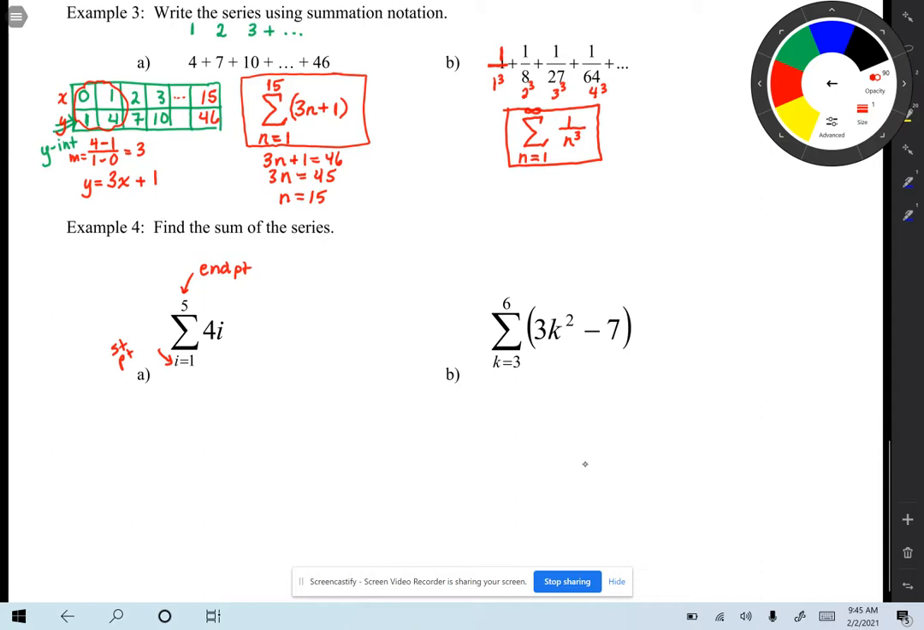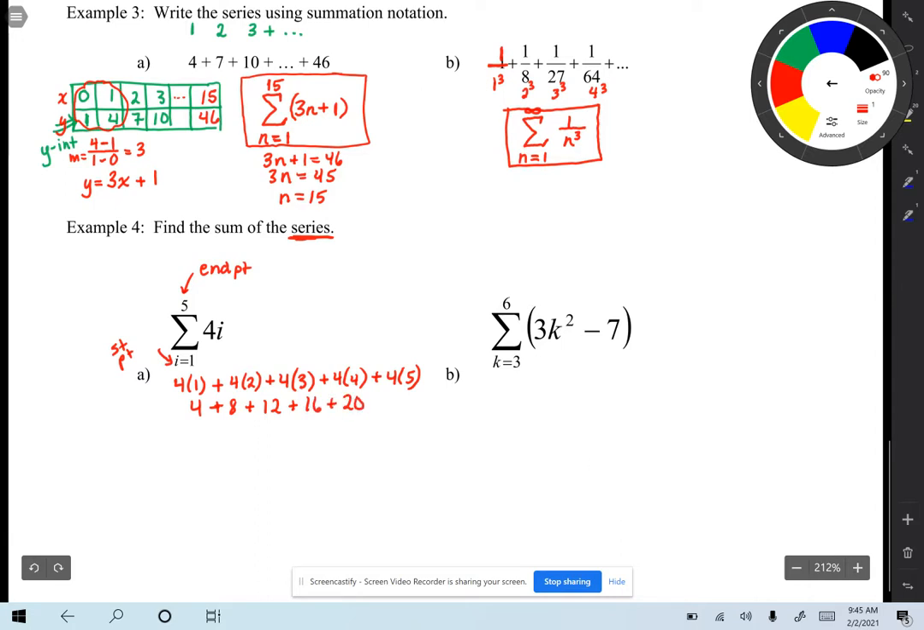You can't skip any. So you do 4 times 1 plus, since it's find the sum of the series, you're adding the terms together, plus 4 times 2, plus 4 times 3, plus 4 times 4, plus 4 times 5. So this is 4 plus 8 plus 12 plus 16 plus 20, and then add the numbers together in whatever order you want. I got 60. So the sum of that series is 60.